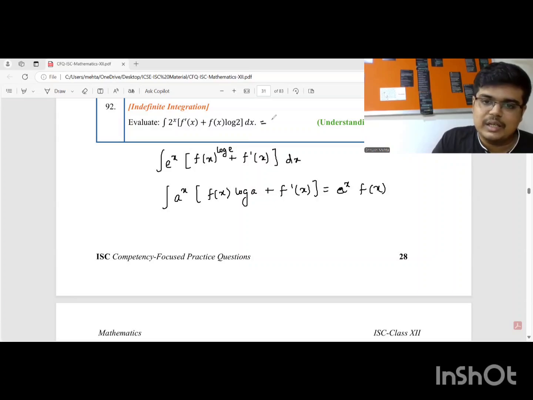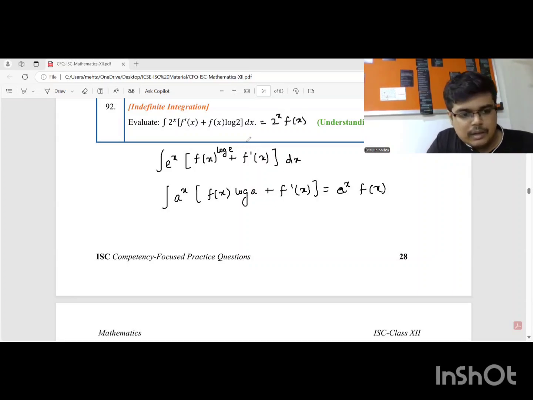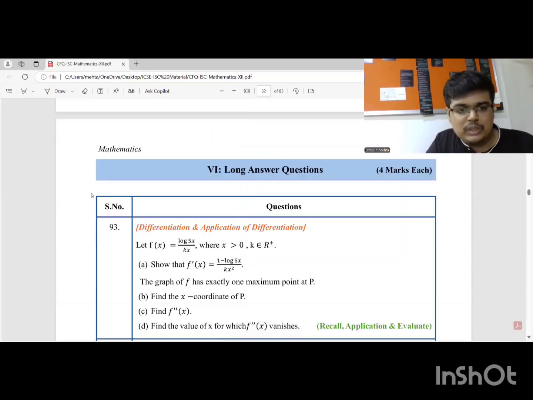So the answer to this is directly 2 raised to x into f of x plus c. Then we'll move to the next one, which is question 106. Question 106 has a slightly special approach. You need to understand this category.